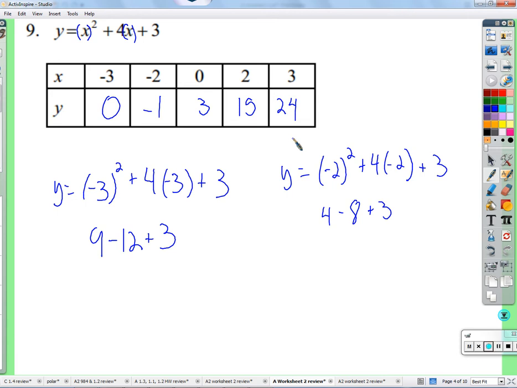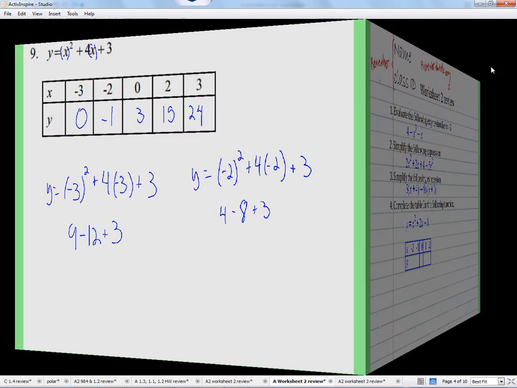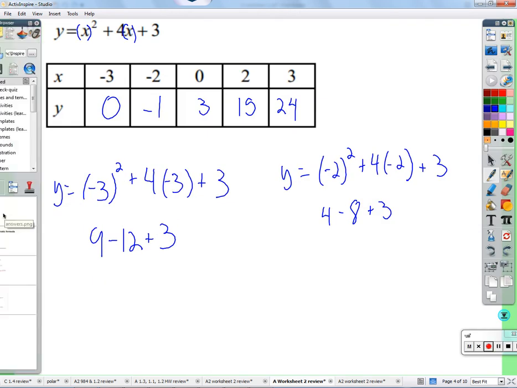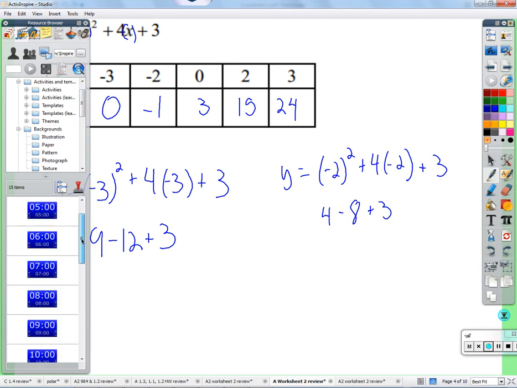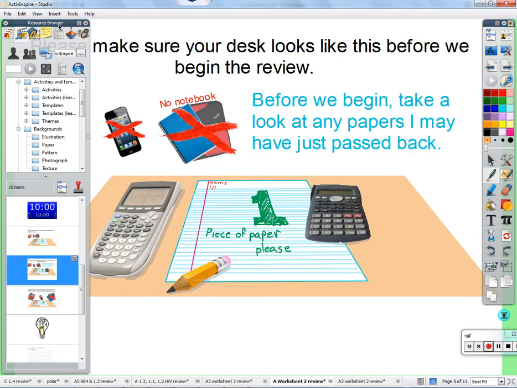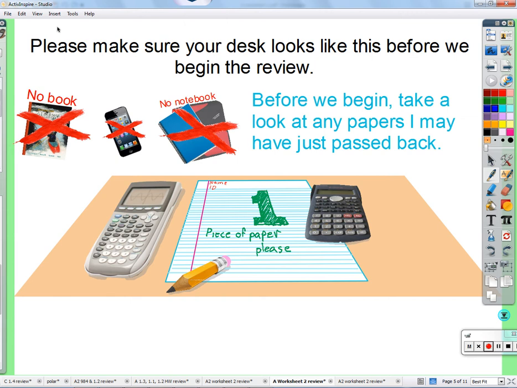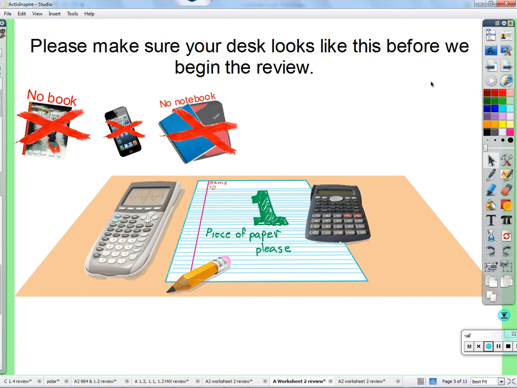Okay. Any other questions from the worksheet? You're ready, you feel like an expert, show me that you know what you're doing. That's what having no questions means. I forgot my little. So we're passing our homework and make sure that our desks look like this.